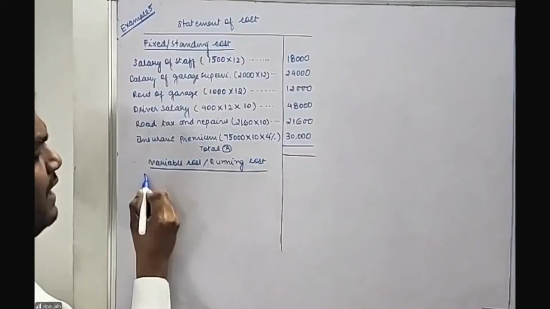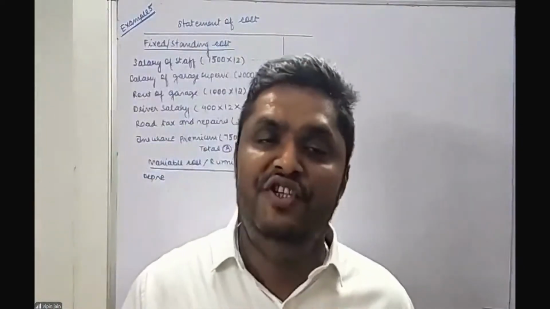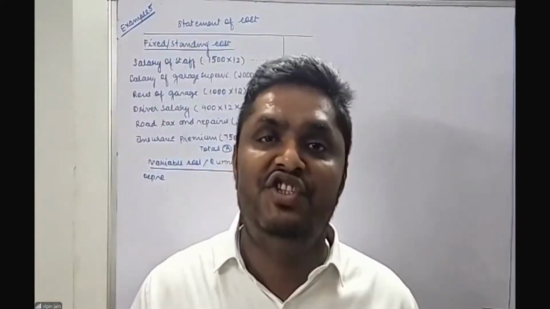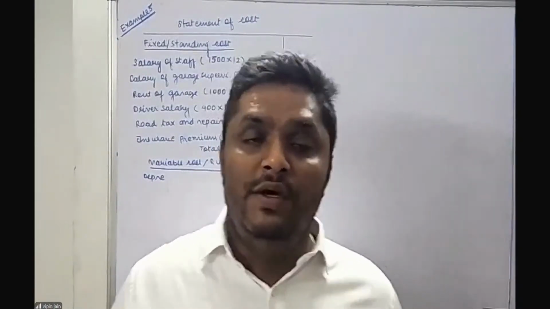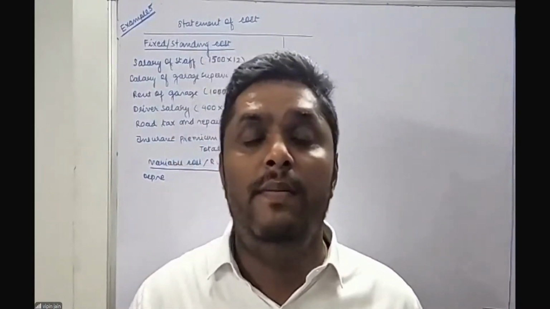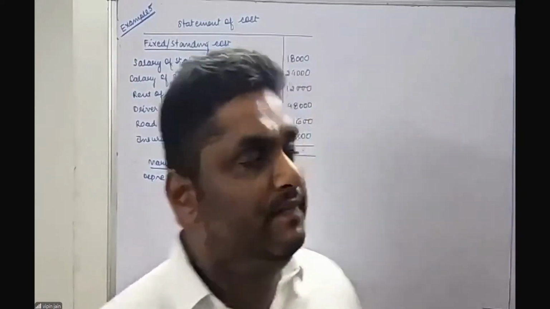Now let's start with depreciation. Since depreciation is dependent upon the distance traveled, that's why I have taken this as a variable. Suppose the depreciation was calculated on the basis of useful life, then we would have taken it as fixed.